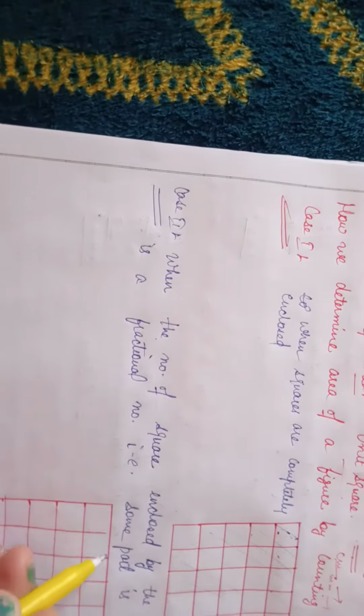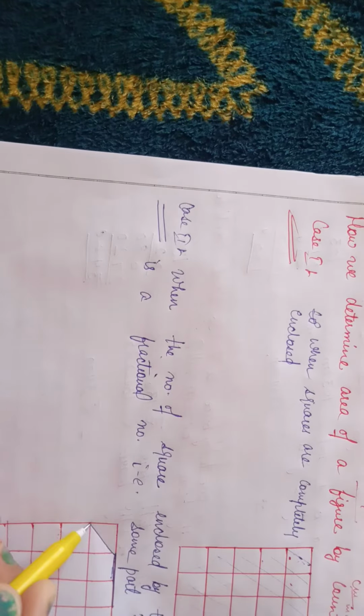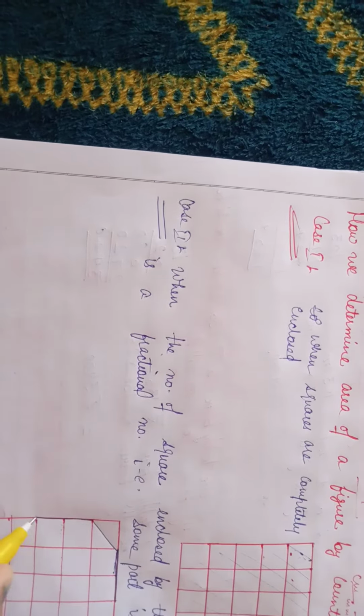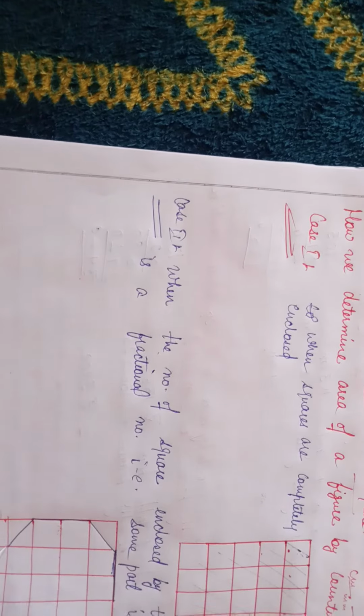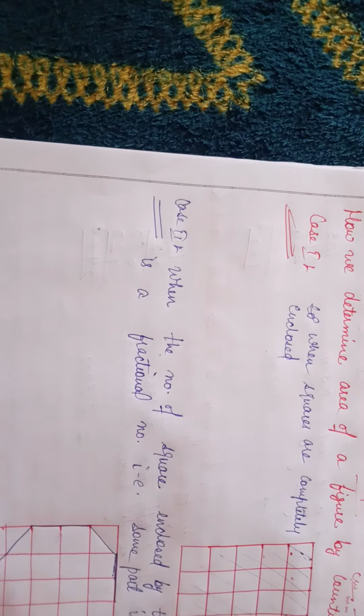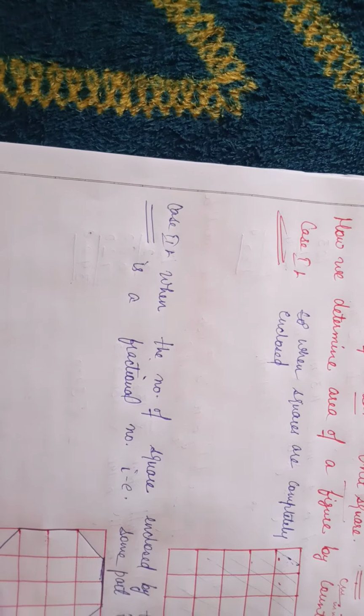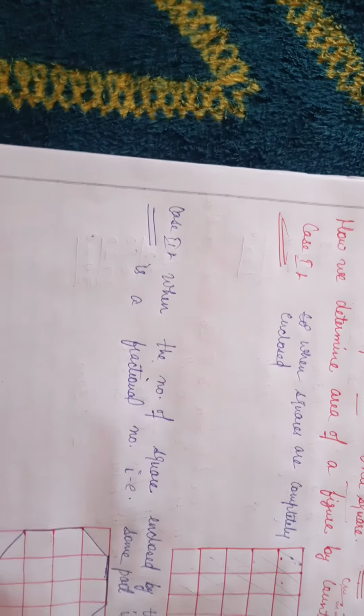Partially enclosed means suppose we are having object of this type, like this one, this, right? Like this, again down, then upward, then up, up. Suppose we are having an object in this way, right?